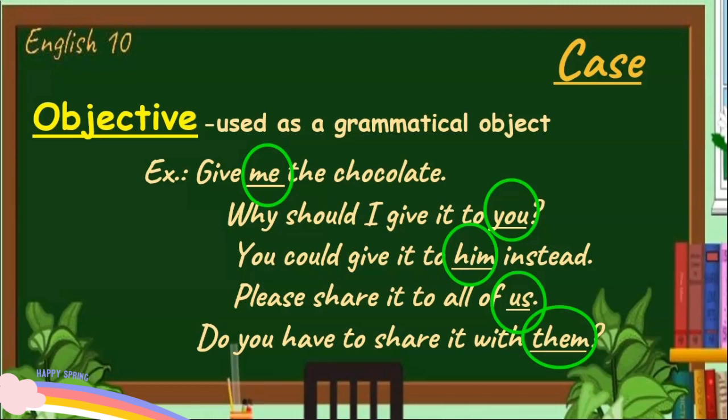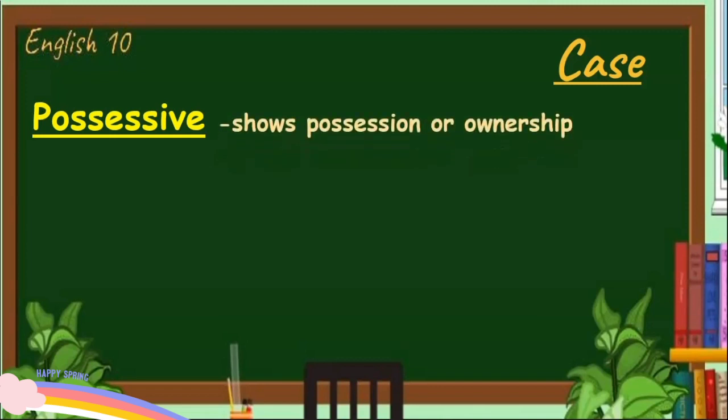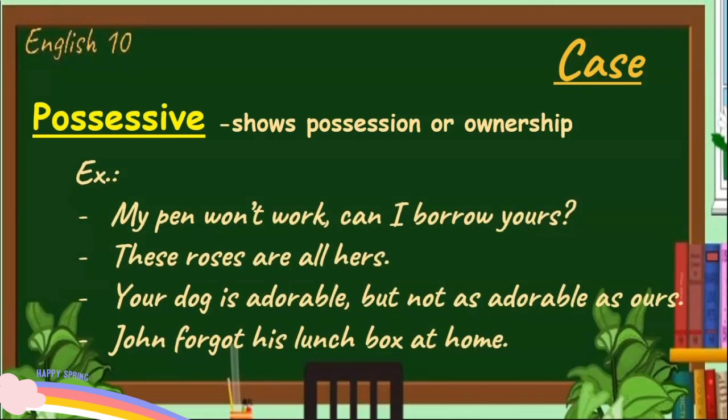Okay? Next is possessive case. A possessive case or a possessive pronoun, these are the pronouns that help us show possession or ownership. It is a pronoun that is used to indicate possession. Examples are, my pen won't work. Can I borrow yours? So the pronoun my tells everyone that the pen is mine. Okay? And then we also use the possessive pronoun, yours. Another example, these roses are all hers.